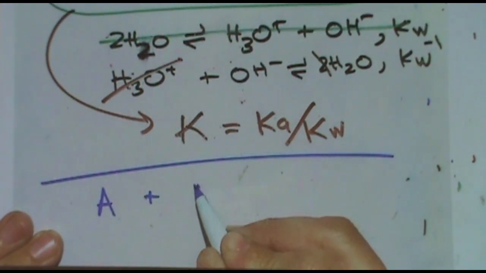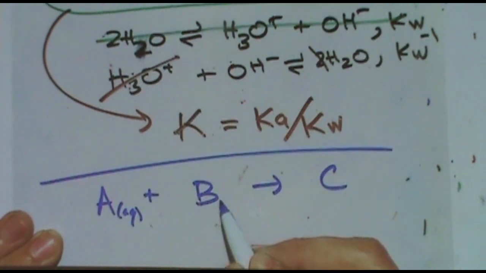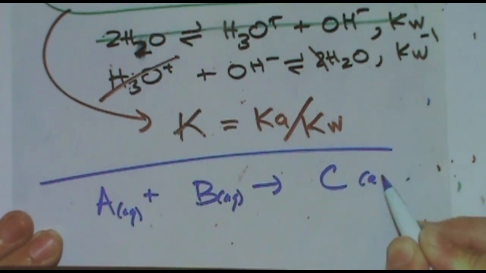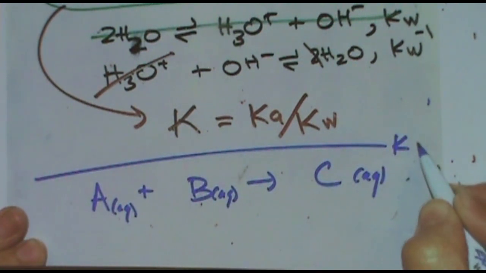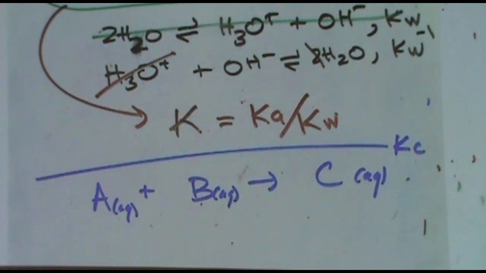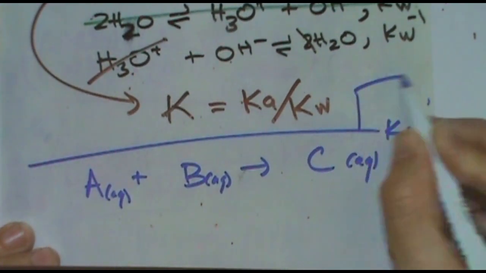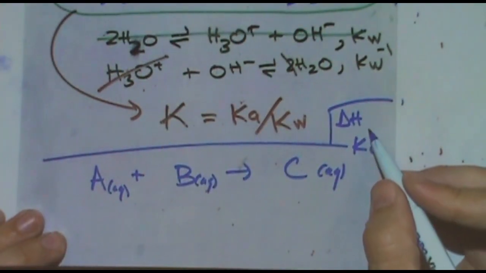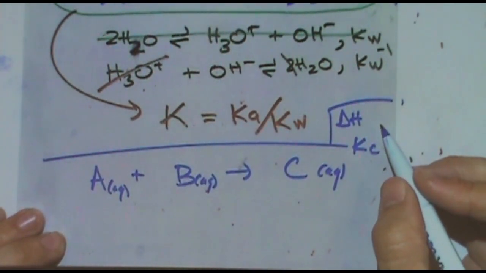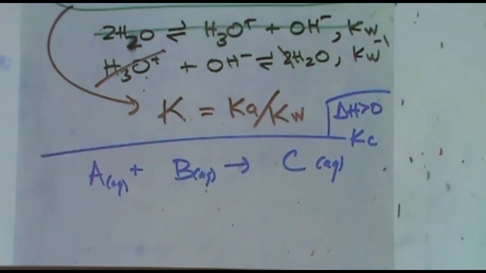Let's go A plus B goes to C. Let's say they're all aqueous. Let's say this has a Kc value, okay? And let's say delta H is, do you want endo or exo for future? Nice, me too, okay? All right, let's say it's endothermic.